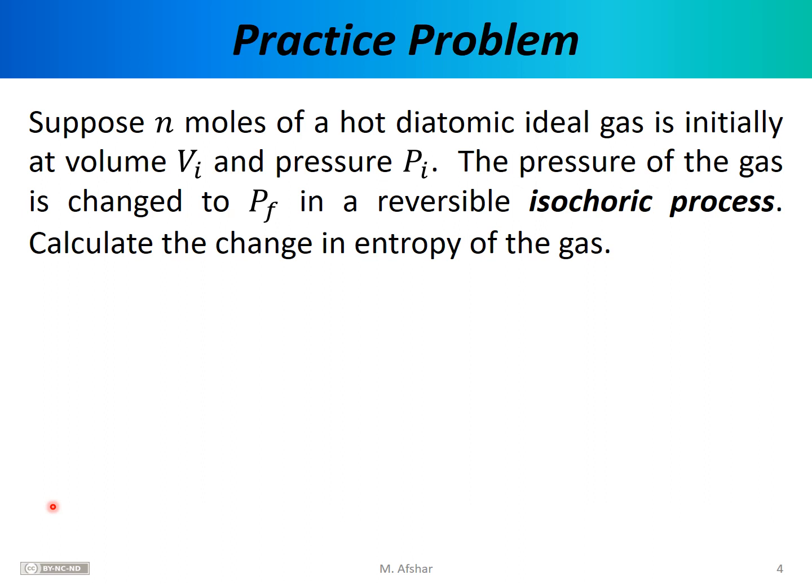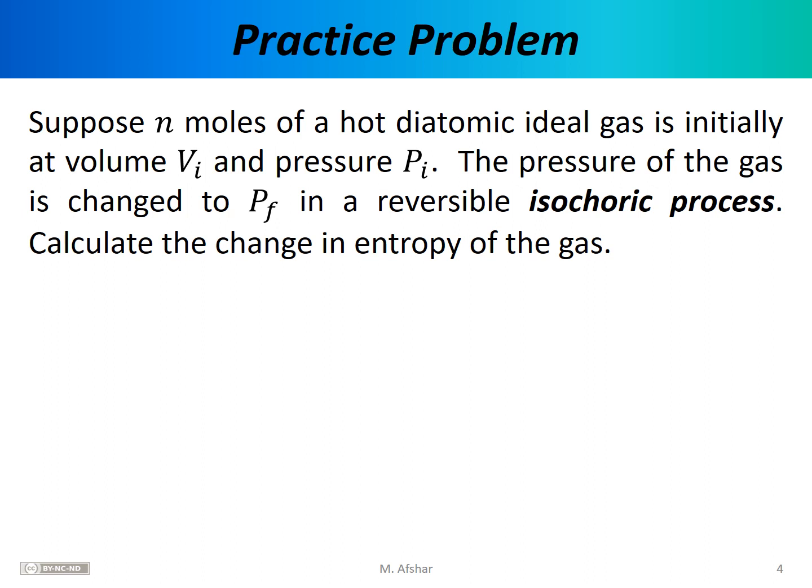Note that we're not given any numerical values here, so what we're really looking for is an expression for the change in entropy in terms of variables that are given to us in the problem. If you want, you can pretend that we have numerical values for n, V_I, P_I, and P_F, and what we're looking for is a formula for delta S in terms of those variables.